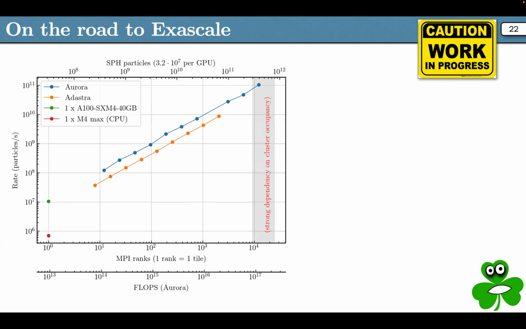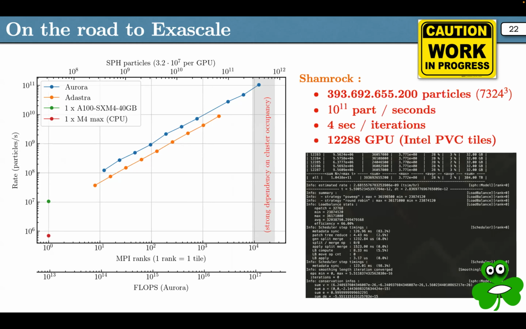Anyway, this is the result. So the orange curve here is the test we did on Adastra. We went quite higher. We went on 10,000 GPUs with some nice numbers again. Close to 500 billion SPH particles at a rate of 10^11 particles treated per second, which is about 4 seconds per iteration on that beast of a simulation. And that is on 12,000 GPUs this time.